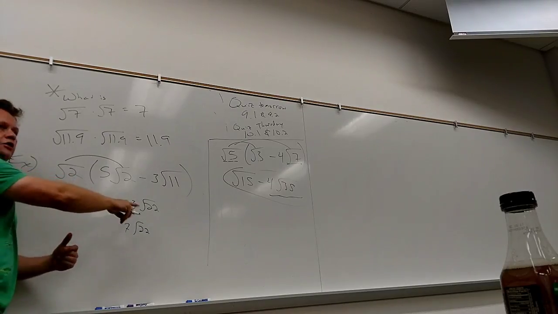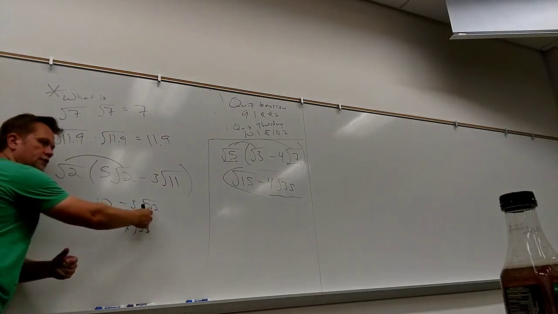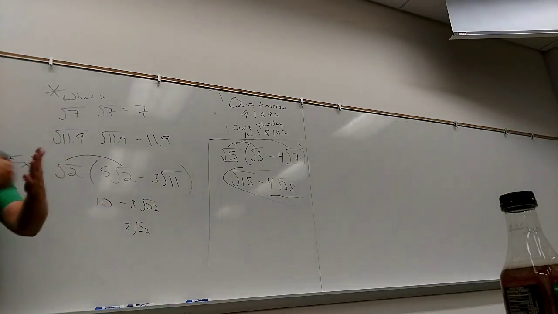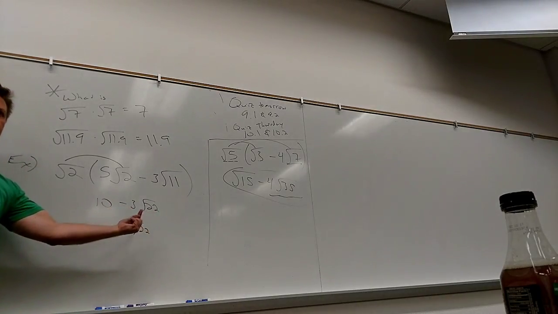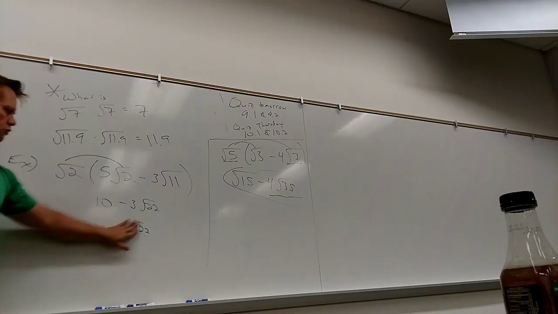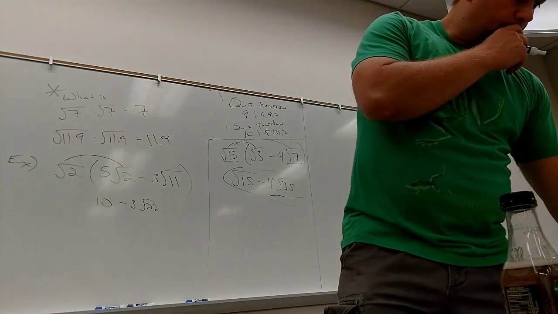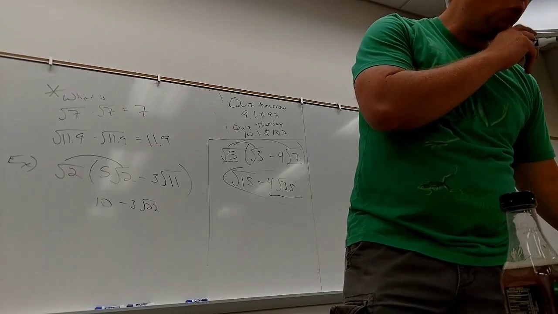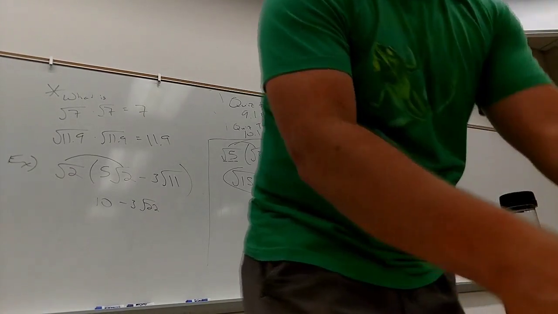Yeah, these are not like terms. I have 10 ones, really, minus 3 of these. I can't put those together. Those are not like terms. It's like 10 minus 3x. Not like terms. Cool. Okay. All right, let's do this first, and then we'll talk about rationalizing the denominator.